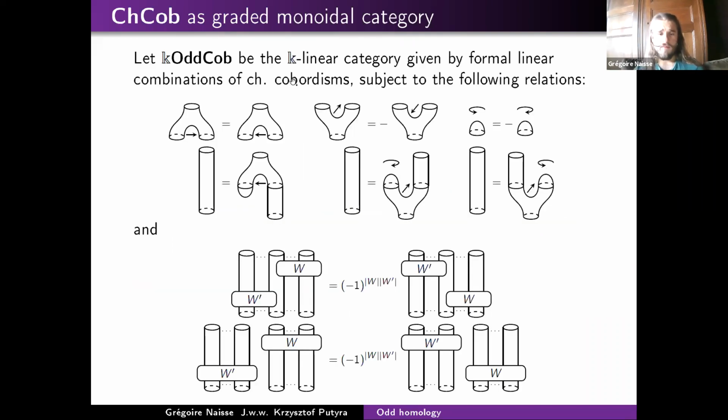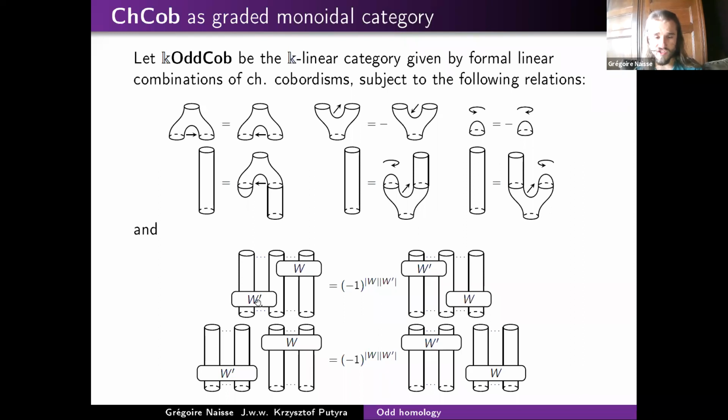So let's do this. So let's define K-Cob to be the K-linear category, where you take just formal linear combinations of chronological cobordisms, and you throw in this collection of relations. So because OF is not sensitive, I don't know which one is the good word, to exchange of orientation of a merge, you put this equality. But when you exchange the orientation of a split, you put a minus sign. And you have something similar for a cap. Then you have some kind of oriented unit and co-unit relation.